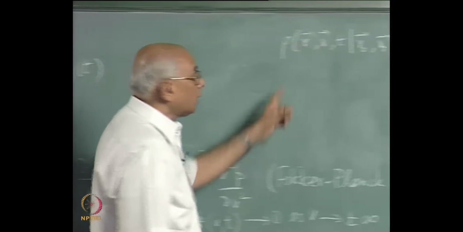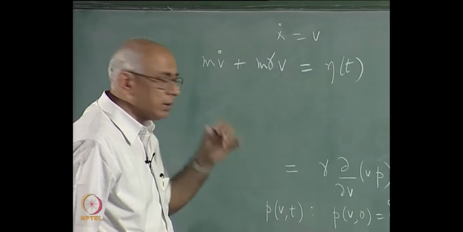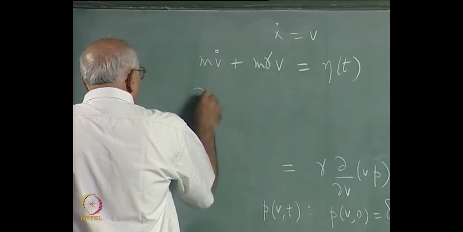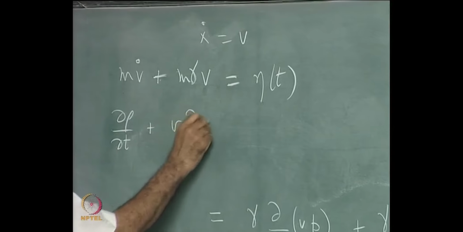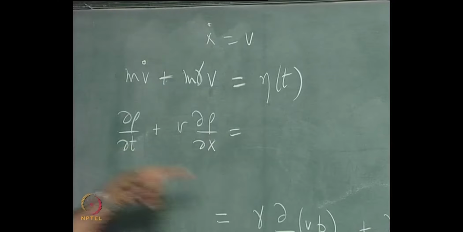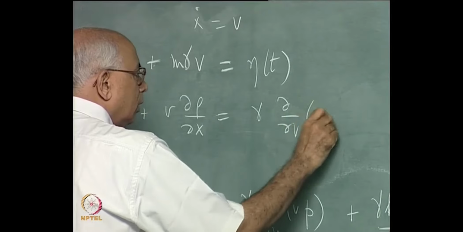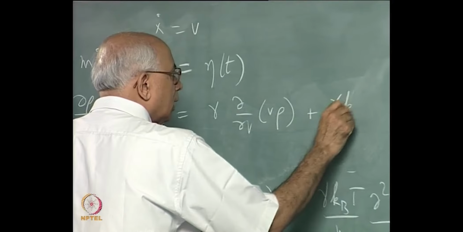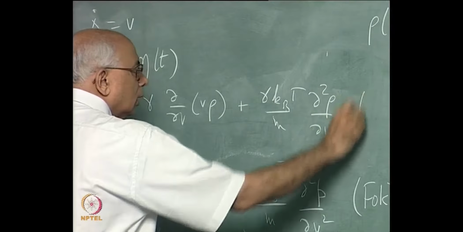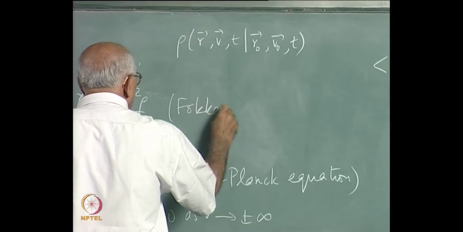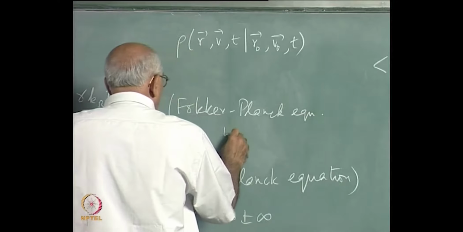So this is the sort of quantity I would look at, but let us first do this for one dimension and then I write it down immediately in arbitrary, in 3 dimensions. The equation turns out to be delta rho over delta t plus v delta rho over delta x equal to whatever we wrote on the right hand side, gamma delta over delta v, v times rho this time, plus gamma k T over m d2 rho over dv2. This is the Fokker-Planck equation in phase space.